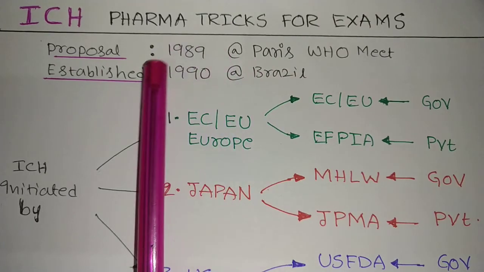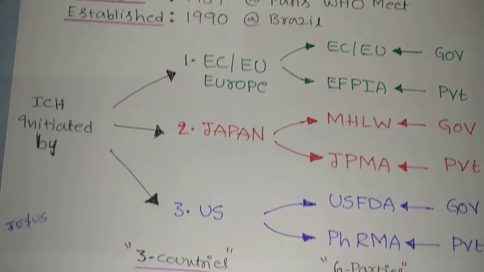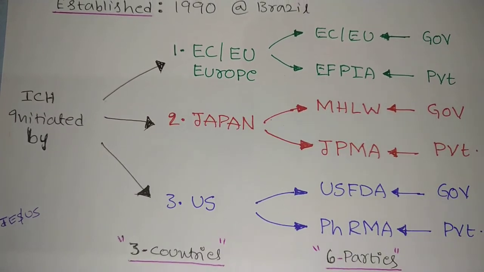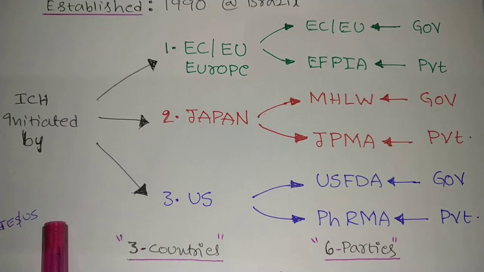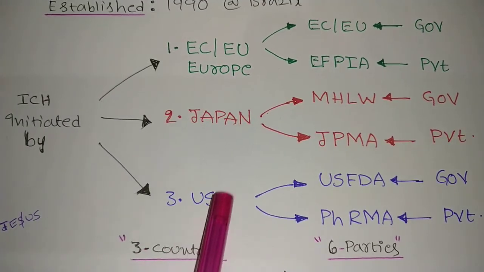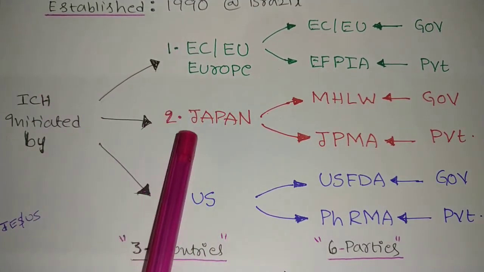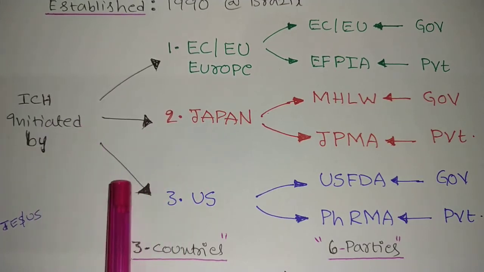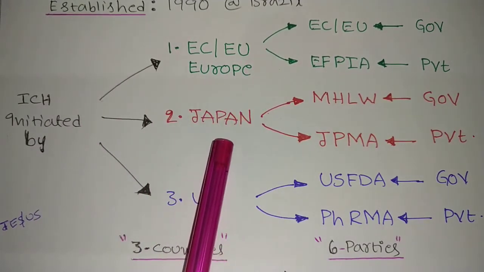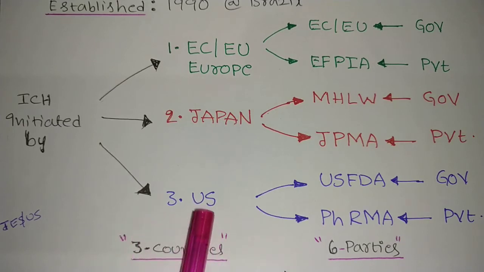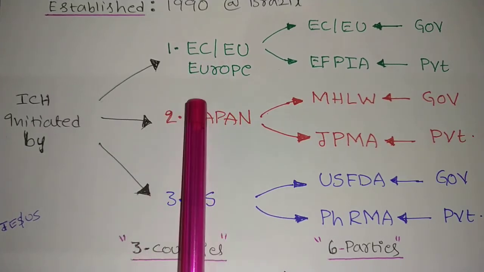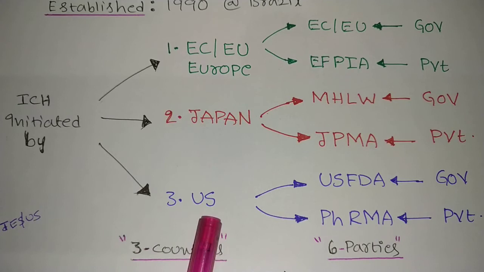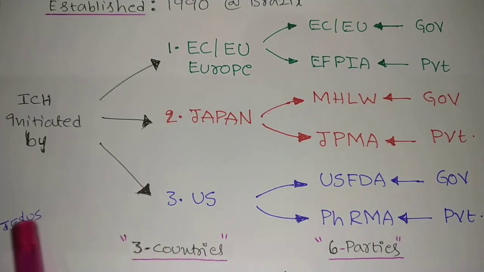And the ICH proposal was done by 3 countries. These 3 countries initiated the proposal of the ICH. Okay, one is Europe, one is Japan, and another one is the US, that is the United States of America. These 3 countries are important. So to remember this, Europe, Japan, US, here the code is Jesus.